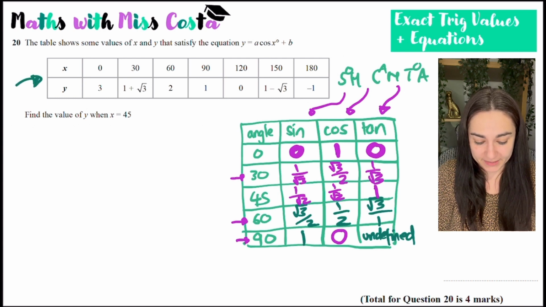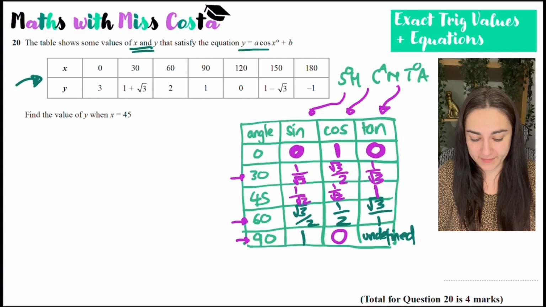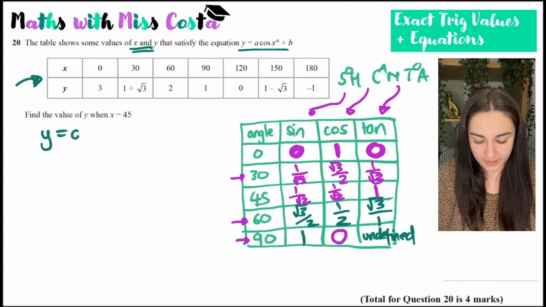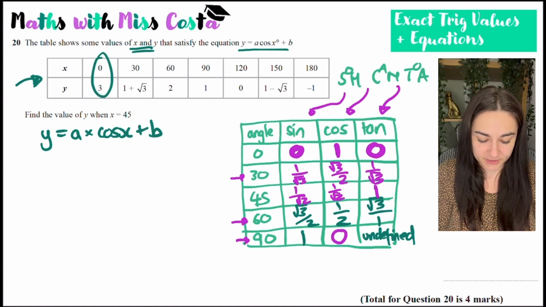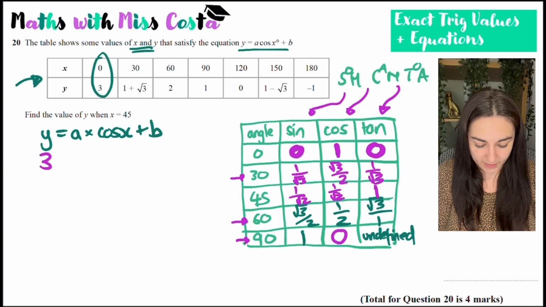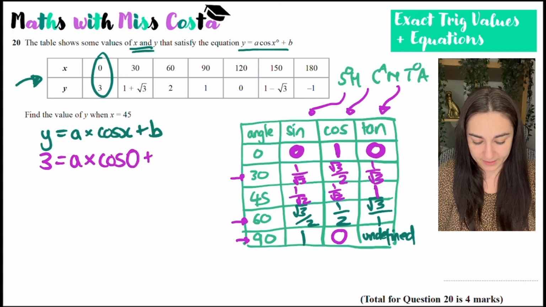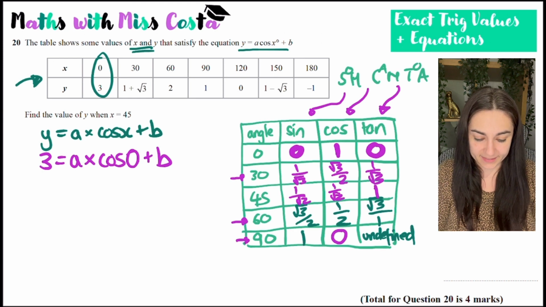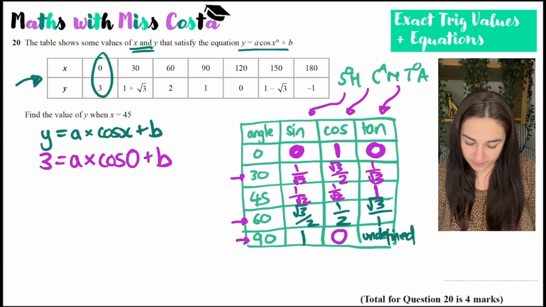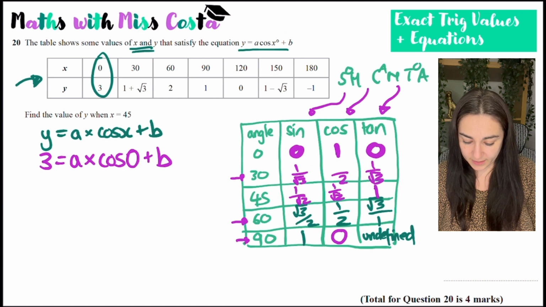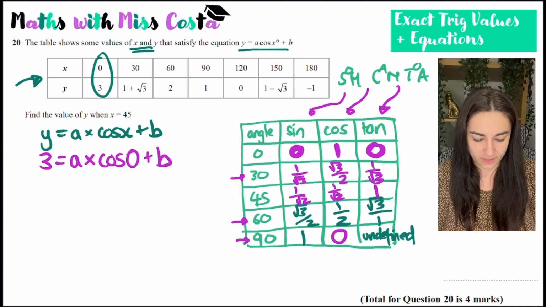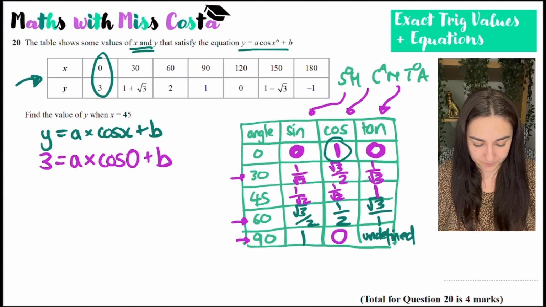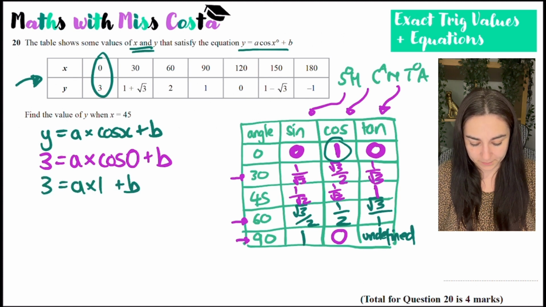Now the table of values shows some values of x and y that satisfy the equation y equals a times by cos x plus b. So let's just start with the first values. When y is 3, x is 0. So that would end up being cos 0 plus b. Thanks to my handy table, I know that the value of cos 0 is 1. So I'd say 3 equals a times by 1 plus b.